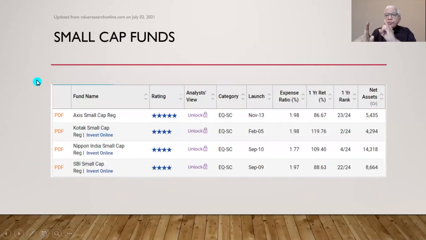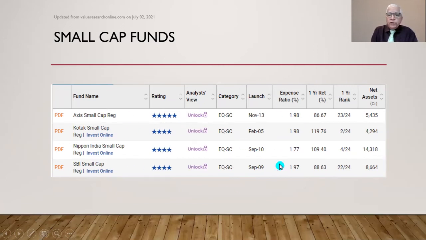See, surprisingly, Axis Bluechip Fund is one of the top performers in large cap funds. Axis Mid Cap Fund is one of the top performers in mid cap funds, and Axis Small Cap Fund is one of the top performers in small cap funds. This is the situation as of today. So Axis Small Cap Fund is the only fund which has a 5-star rating. Only one fund is rated as 5-star. The reason being the number of funds in the small cap category is much smaller. Therefore, one fund has been rated as 5-star.